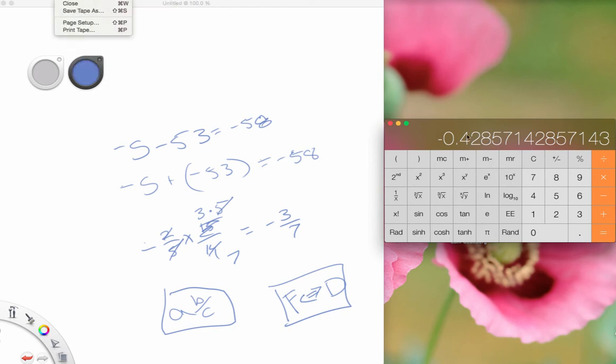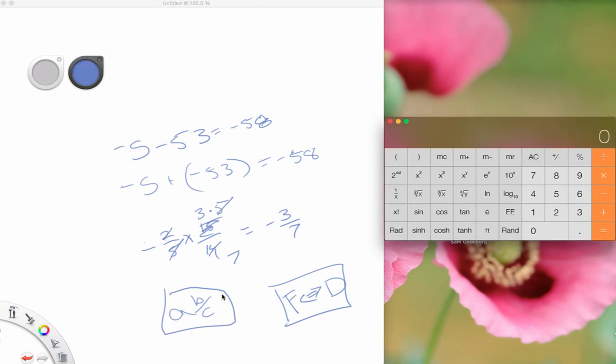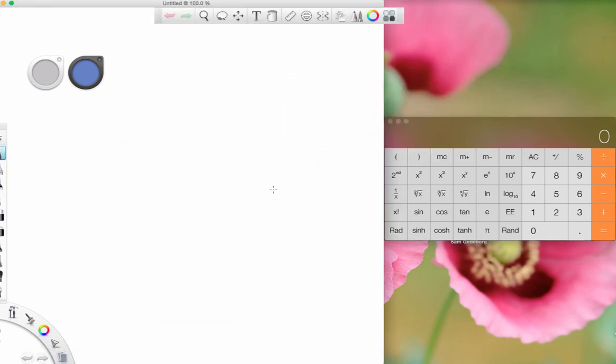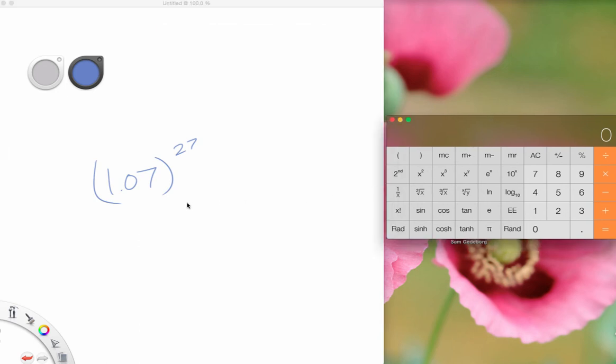And so one thing that I want to do now is show you one other button that's going to be important for this area. Let's do 1.07 raised to the power of 27. So I come over to my calculator, and you're going to usually start with the base, which in this case is 1.07. Now you're going to raise it to the power of 27.